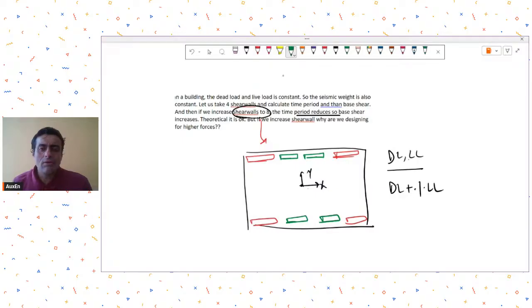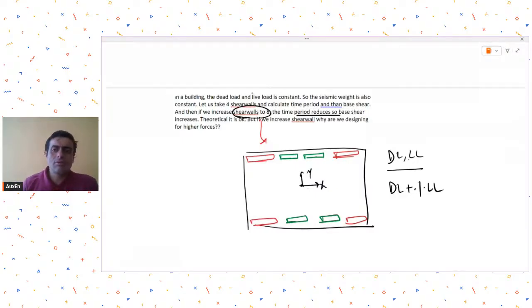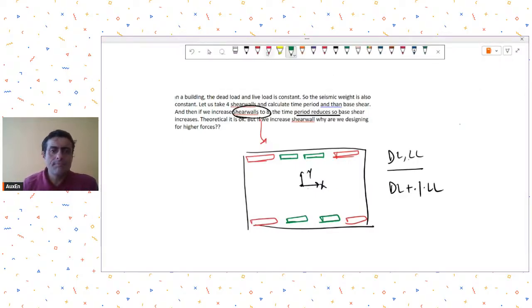So for a system configuration with 8 walls, naturally the time period will be lesser than the time period for 4 walls. I hope all of you understand this. Because the walls will add stiffness, the time period naturally for 8 walls will be lesser. So what will happen is that the AH for 8 walls will be more than the AH that you get for 4 walls.